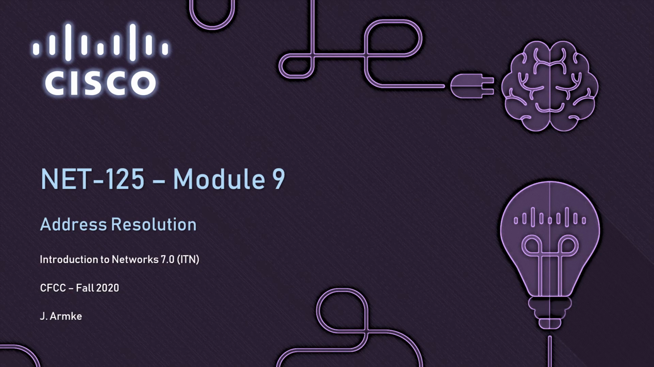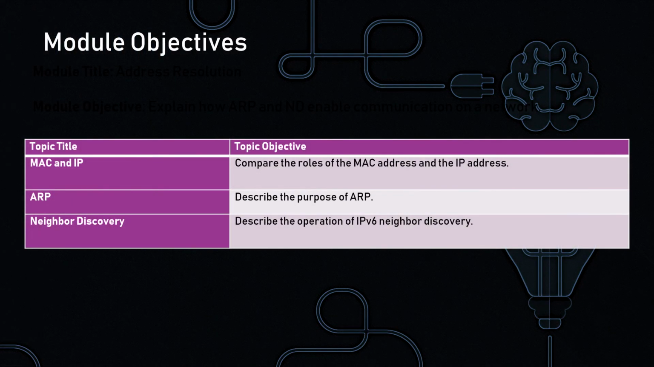Today we're going to get into a quick one with Module 9. We're going to look at address resolution. So our topics are going to be MAC and IP, ARP, and neighbor discovery. We're going to talk about the roles of the MAC and IP addresses, the purpose of ARP, and how IPv6 neighbor discovery operates.